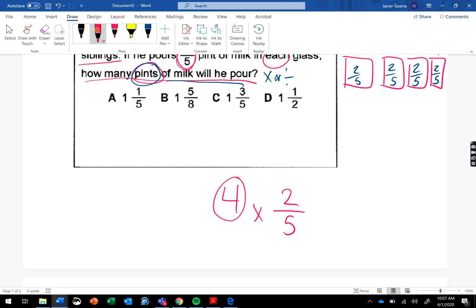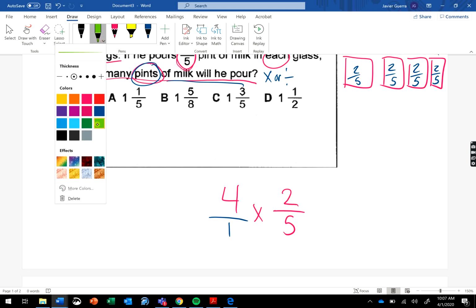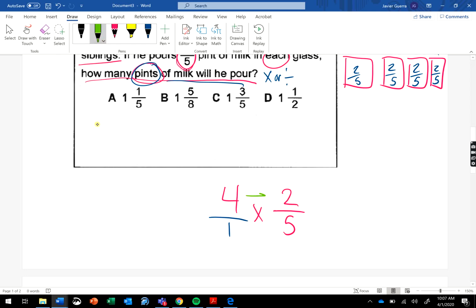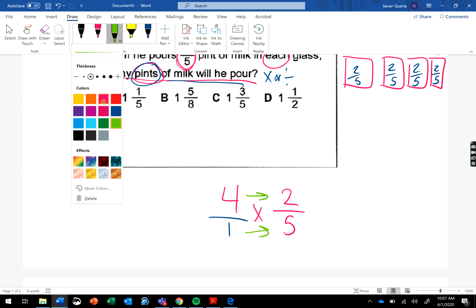How do I convert it into a fraction? Think about it for a second. What should I do? If you said put a 1 under it, you're correct, right? All you have to do is put a 1 under it and it easily becomes a fraction. And when you're multiplying here, all you have to do is multiply straight across. Now we're going to be able to multiply 4 times 2 and 1 times 5.